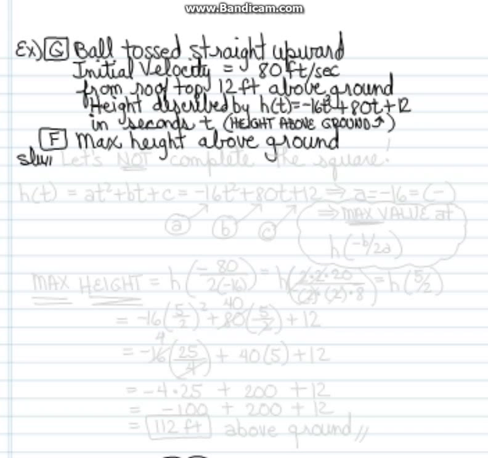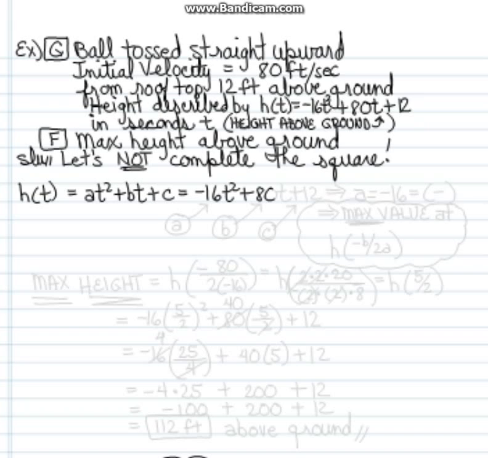So, solution. For the solution, let's not complete the square. Let's try this other method we have for getting the equation in the standard form of a quadratic function. We have h of t equals at squared plus bt plus c, which is equal to negative 16t squared plus 80t plus 12, which means a is equal to negative 16, b is 80, and c is 12.